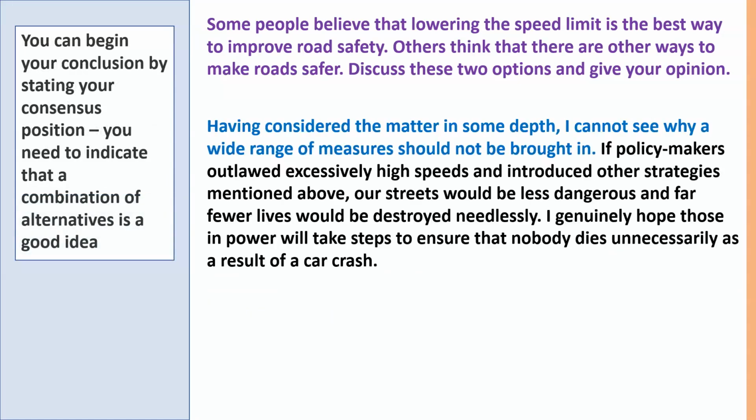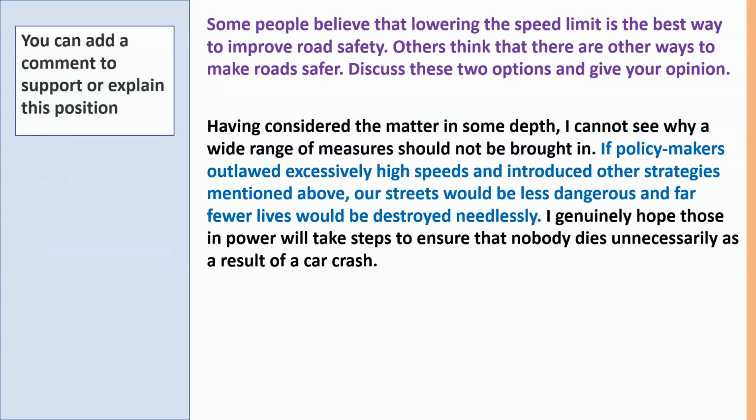So the conclusion, and we can begin the conclusion by stating this consensus opinion. You need to indicate that a combination of alternatives is a good idea. So here we've got, "I cannot see why a wide range of measures should not be brought in." So it's good to bring in a wide range of measures, including the measures we discussed, including lowering the speed limit and other alternatives as well. So this makes perfect sense. Why wouldn't you do all of these? This question really lends itself to this consensus view that both alternatives can be combined, and that makes sense.